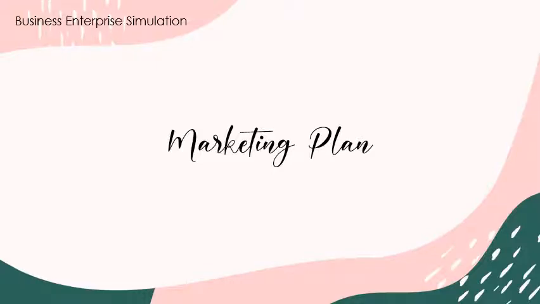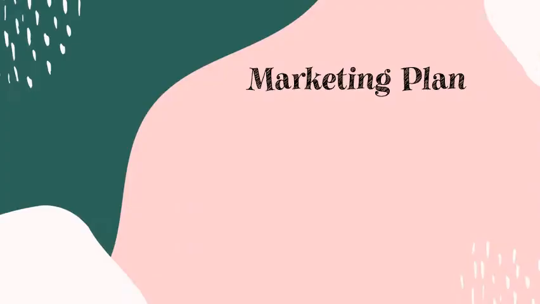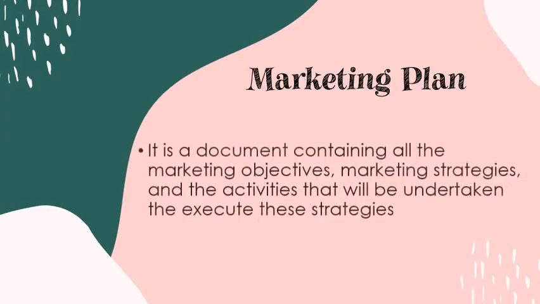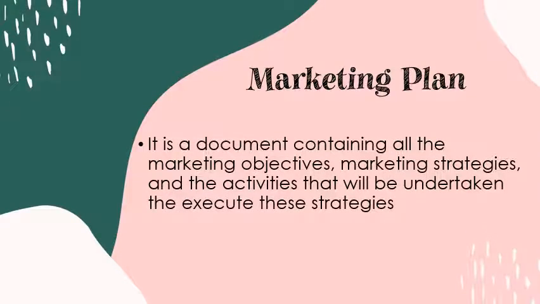Okay, so we already discussed the marketing plan in your previous subject. So now let's have a recap or review of what a marketing plan is. When we say marketing plan, it is a document containing all the marketing objectives, all your marketing strategies, and the activities that will be undertaken to execute these strategies.